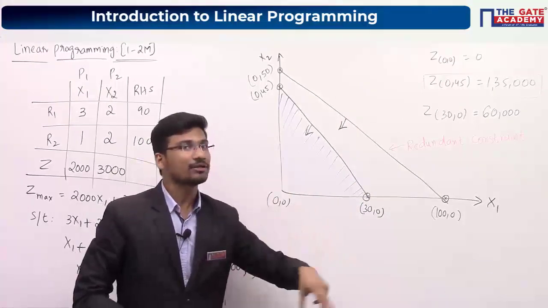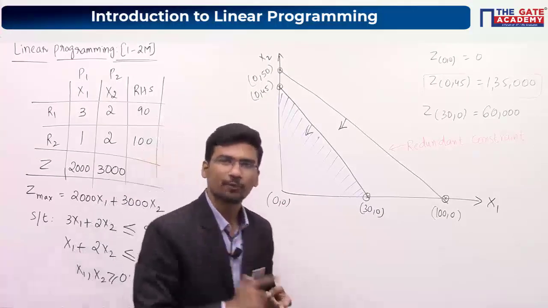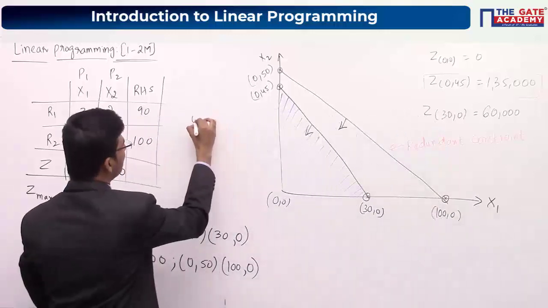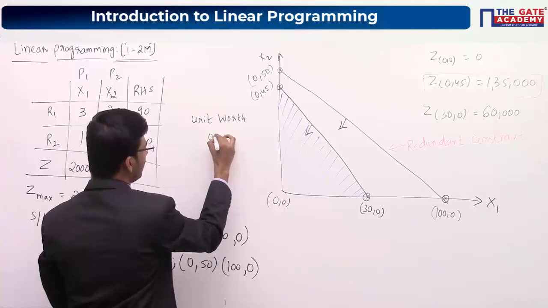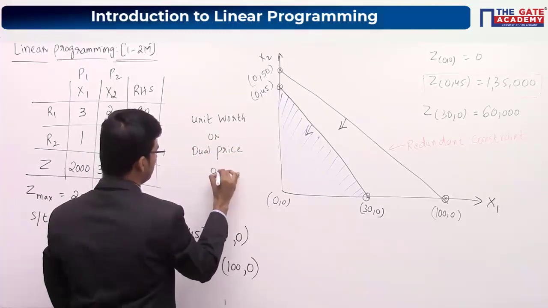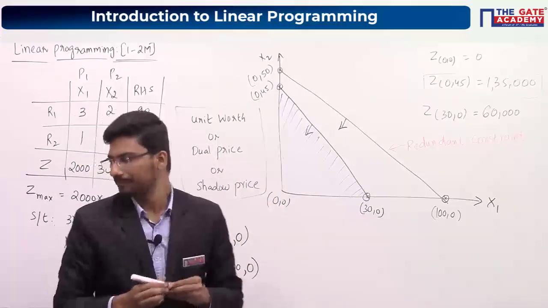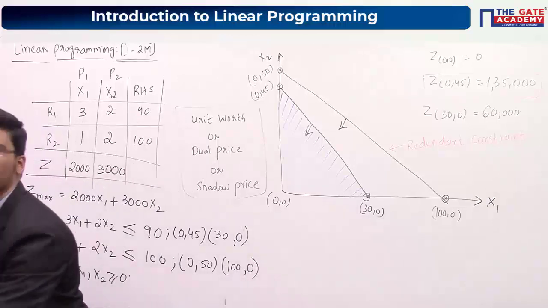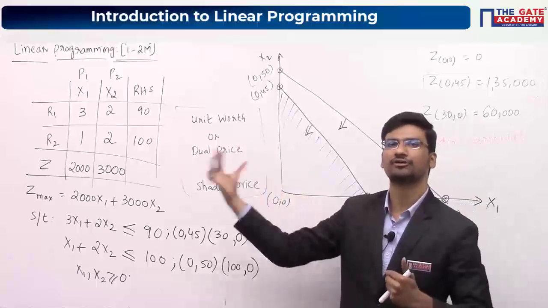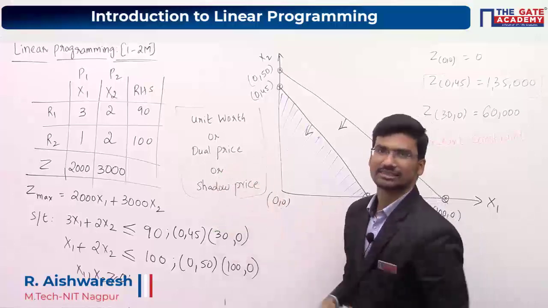Okay. Now coming to the second question, where they were asking us to find the unit worth or shadow price or dual price. I'm just writing here: unit worth or dual price or shadow price. All these three terms are the same. Unit worth, dual price or shadow price all have the same meaning. So in the examination they can ask you to find the unit worth, the dual price or the shadow price. Now what is the meaning of this?